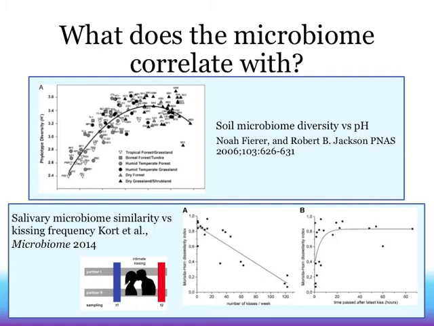Okay, number of kisses per week between this couple, right? Versus the similarity or dissimilarity of their salivary microbiome, right? And so the more frequently they kiss, the less dissimilarity of their salivary microbiomes. Makes sense, right? And this is simply time since last kiss. But the best part of this is not relevant at all, but the best part of it is that they asked the members of each couple to independently describe how often they kissed each other. You have to look at the supplementary material.